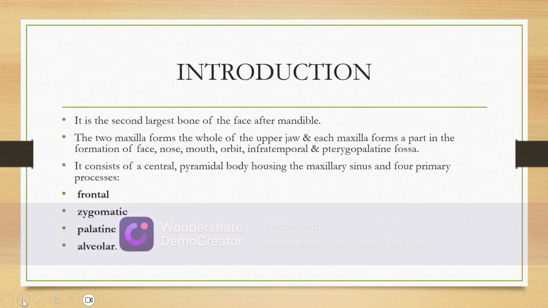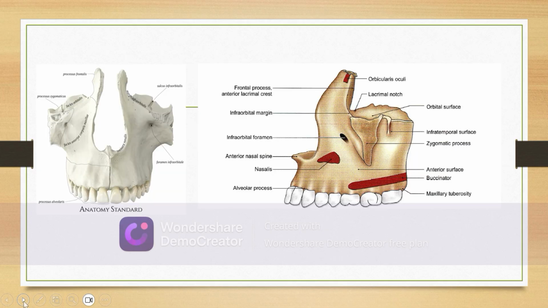It is the second largest bone of the face after the mandible. We all know the mandible is the largest bone. The two maxillae form the whole of the upper jaw. Same as the mandible, we have the maxilla. These have two processes like this. These are the one and this one. Right and left maxilla join together to form the whole maxillary bone.